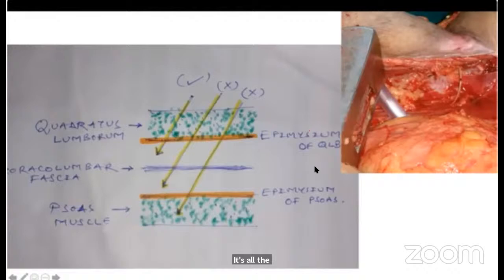So we have quadratus lumborum and we have psoas major muscle. In between is the thoracolumbar fascia. So the drug has to be deposited between the epimysium of quadratus lumborum and the thoracolumbar fascia. So position one is the correct one.